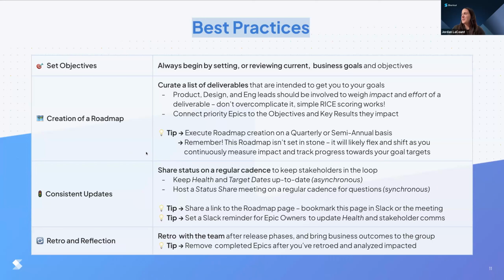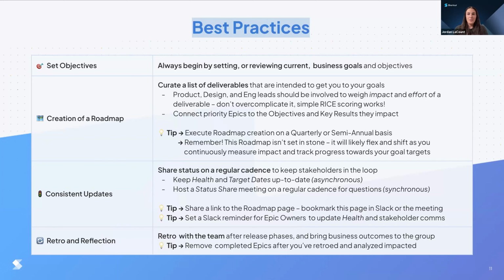And then a tip: execute roadmap creation on a quarterly or semi-annual basis. Make sure that it's a long enough time horizon where you can truly do your planning, get some work done, and start to measure impact. Quarterly can even be difficult. So semi-annual, every 6 months, is a good basis as well, depending on the way that your team functions. And also remember, the roadmap's not set in stone. It's going to flex and shift as you continuously measure impact and you learn and you progress towards your targets.